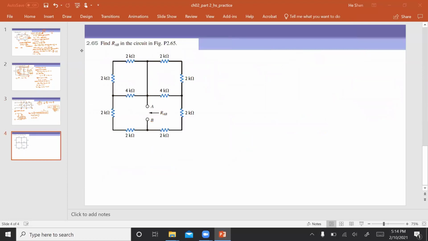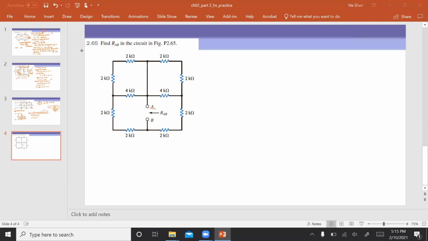Right. Let's look at the last example. In this example, again, we're going to find RAB in the circuit. I would just assume that I cannot see the connection right away, and I would do the labeling. So I will try to let you do the labeling together with me. We start from the node that's given, A, and what will this node be?